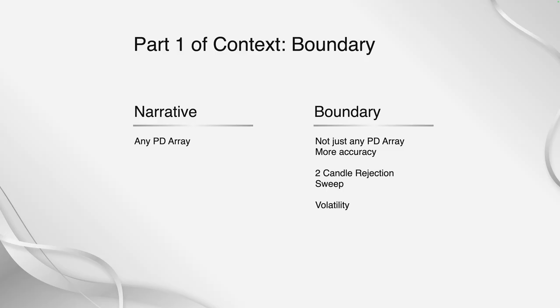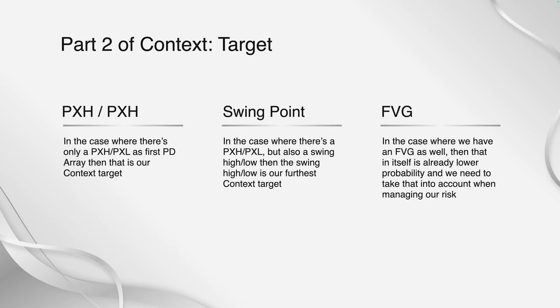Now, before we go over different types of context, different types of boundaries as well later on, we first need to go over the second part of context, because part 2 of context is again the target. So where we have a boundary, we also have a target. Immediately after that, we also have a target. There are different types of targets.